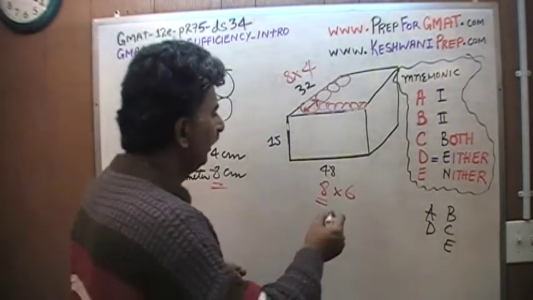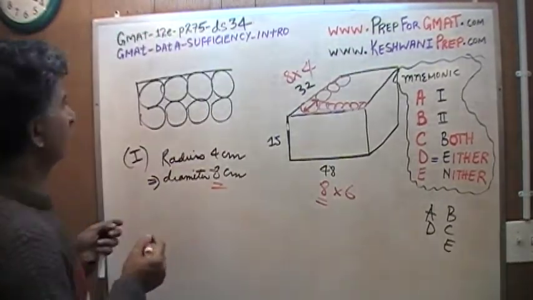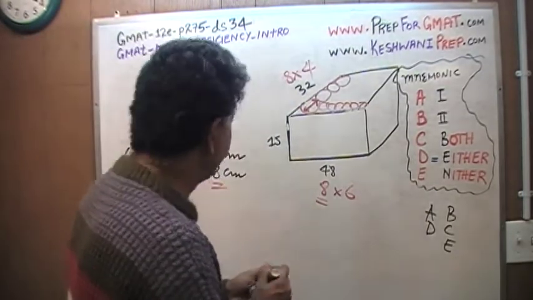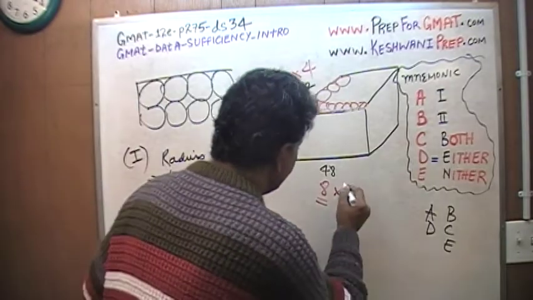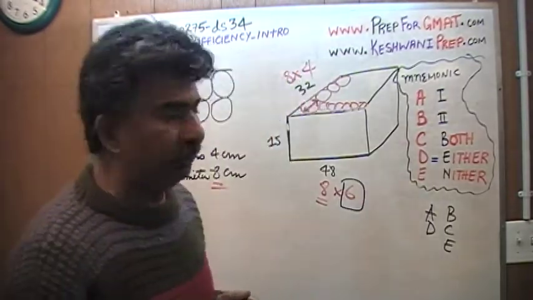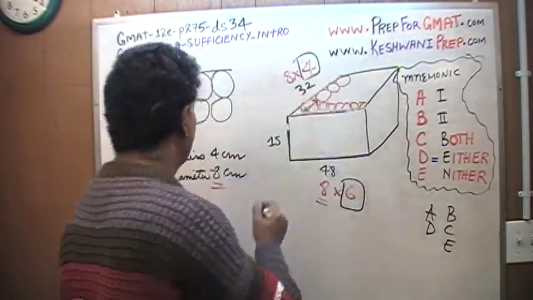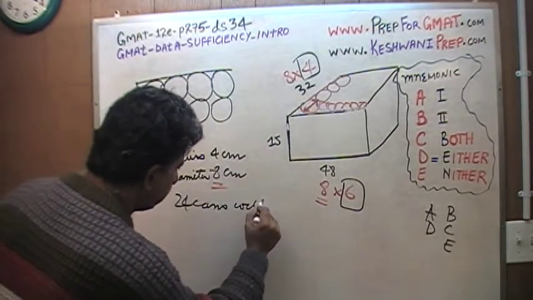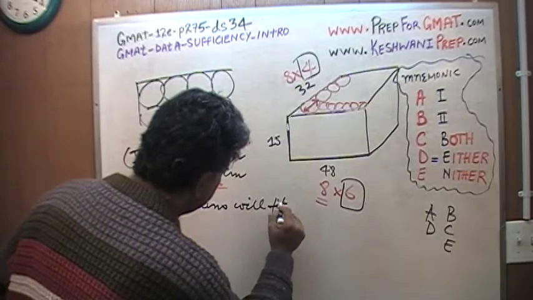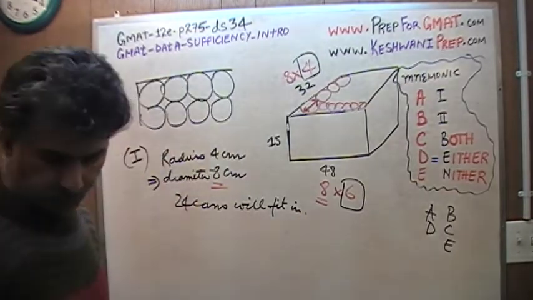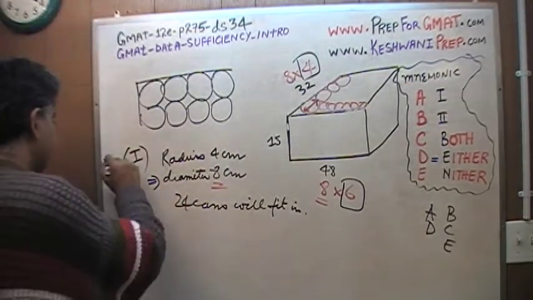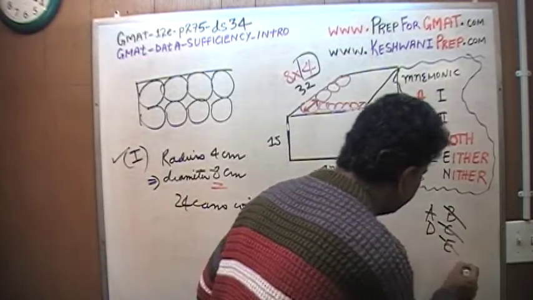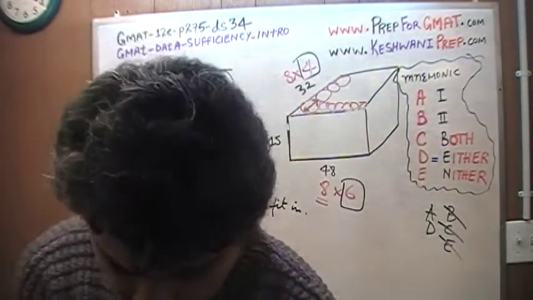So we'll have 24 cylinders. The question was, how many cylinders will fit in the box? The answer is 6 rows and 4 columns, 24 cans will fit in. So statement 1 by itself is sufficient. That tells us that the answer cannot be B, C, or E. We already have a 50-50 chance of being right.